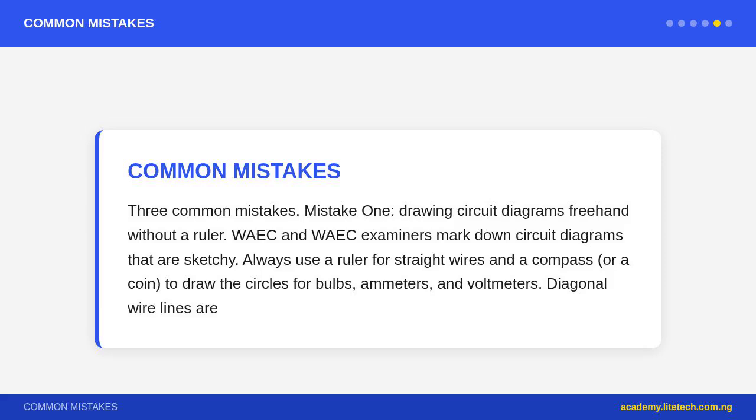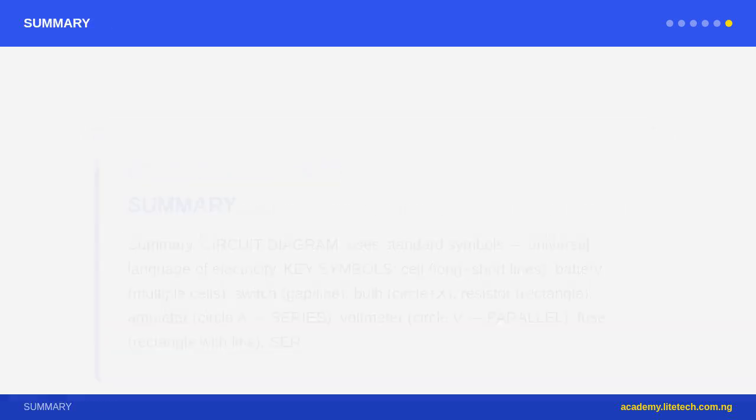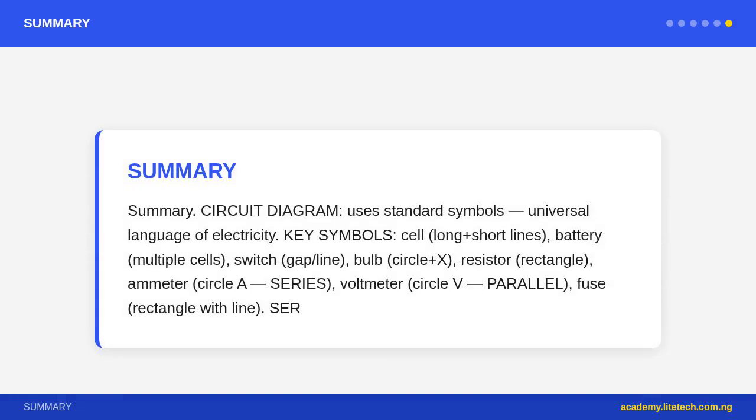Summary. A circuit diagram uses standard symbols, the universal language of electricity. Key symbols: cell, long plus short lines; battery, multiple cells; switch, gap/line; bulb, circle plus X; resistor, rectangle; ammeter, circle A, series; voltmeter, circle V, parallel; fuse, rectangle with line. Series circuit: one loop, same current throughout, shared voltage. If one fails, all fail, R_total adds up.